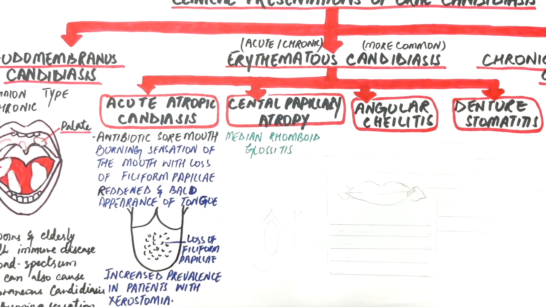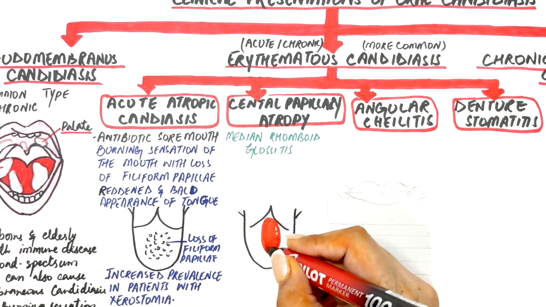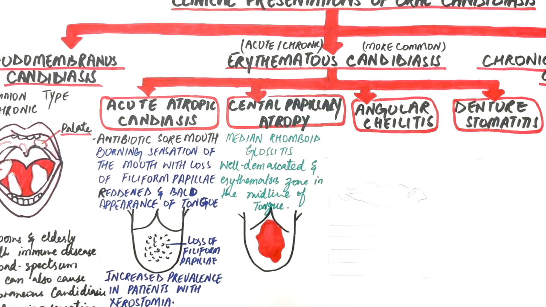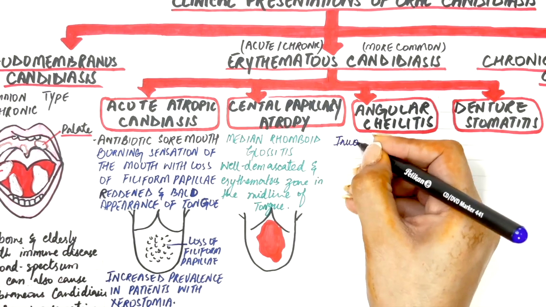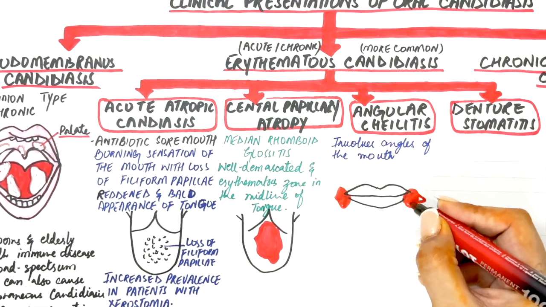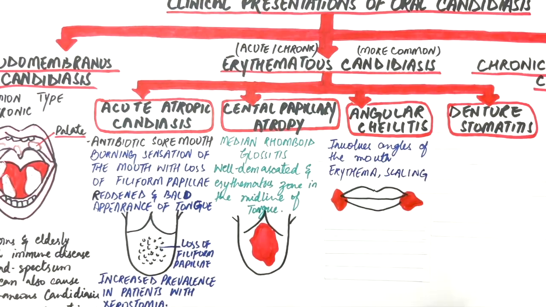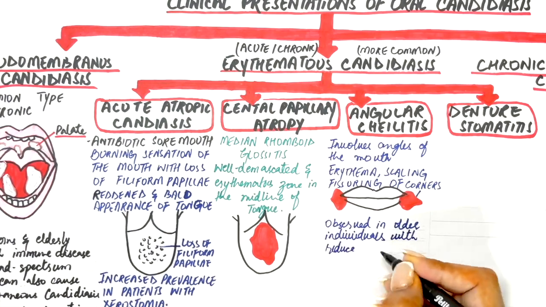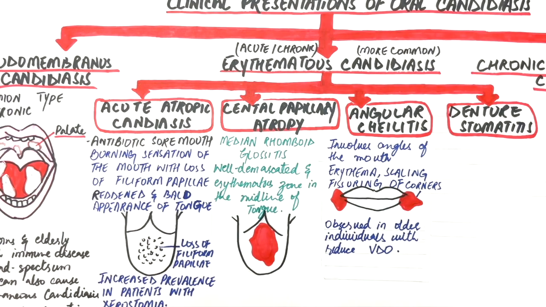The central papillary atrophy, also called median rhomboid glossitis, is a well-demarcated erythematous zone in the midline and the posterior dorsum of the tongue and is usually asymptomatic. The erythema is due to the loss of the filiform papillae in this area. Angular cheilitis, which is another type of erythematous candidiasis, involves the angles of the mouth and is characterized by erythema, fissuring, and scaling of the corners of the mouth. This condition can also be observed in older edentulous individuals with the reduced vertical dimension of occlusion and accentuated folds at the corners of the mouth. Saliva tends to pool in these areas, keeping them moist and thus favoring candidal infections.